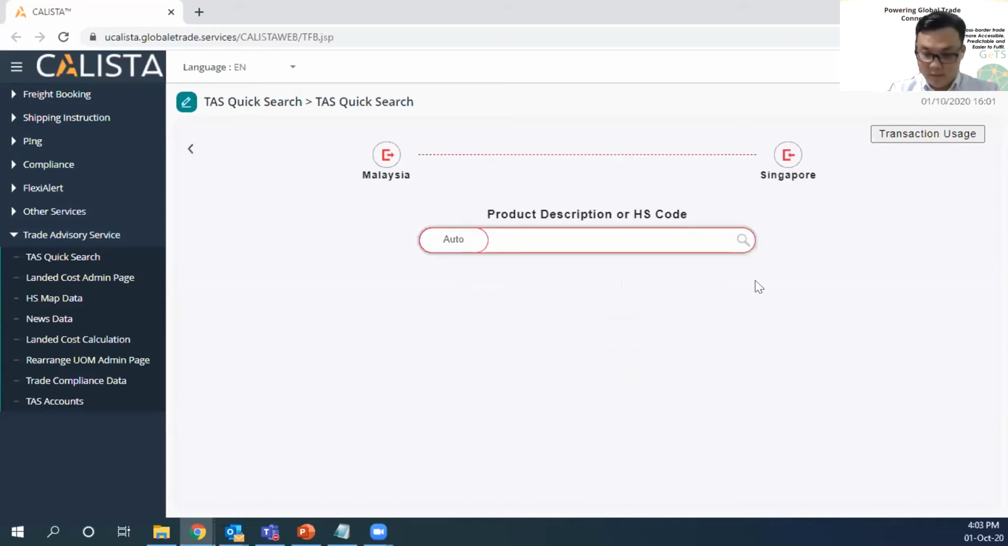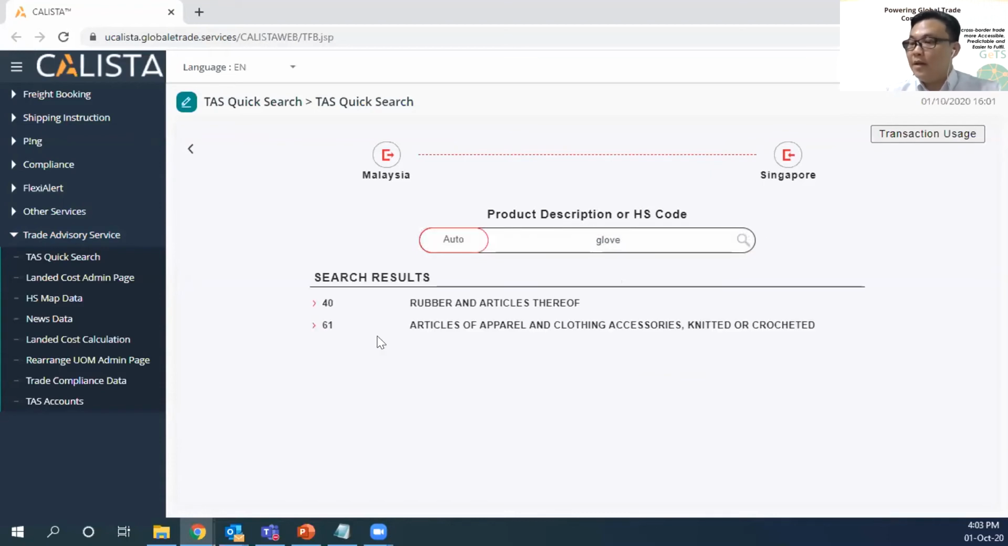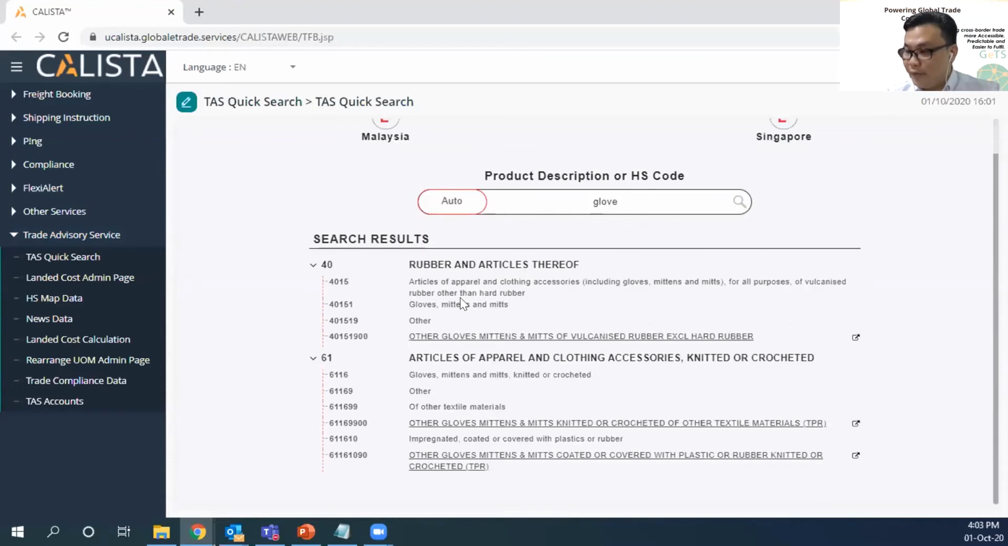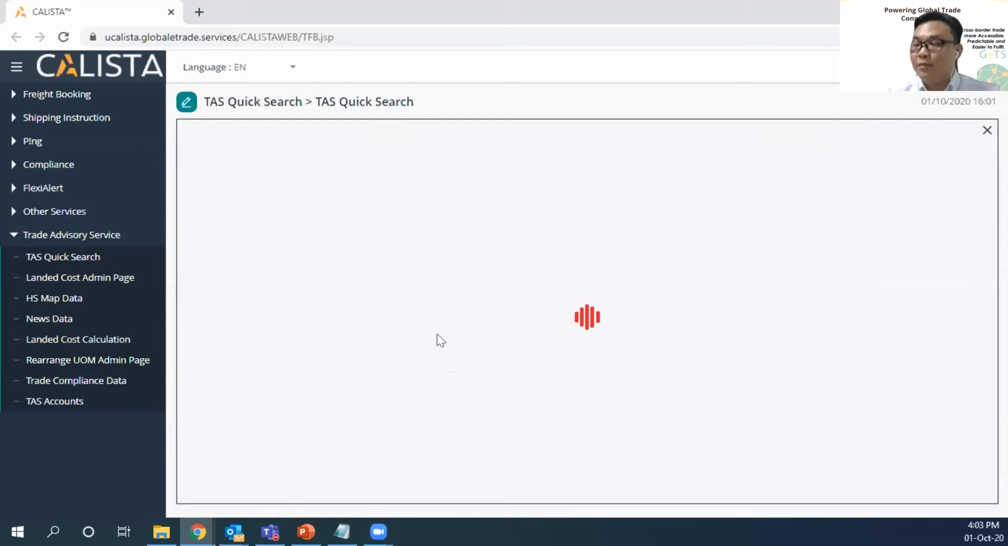Again, if I'm not too sure about the product HS code, I straight away put in the product description. And this is how I can get the HS code right in front of me. I can choose, drill in directly and pull out this particular one that may be more relevant to the product that I want to bring into Singapore.